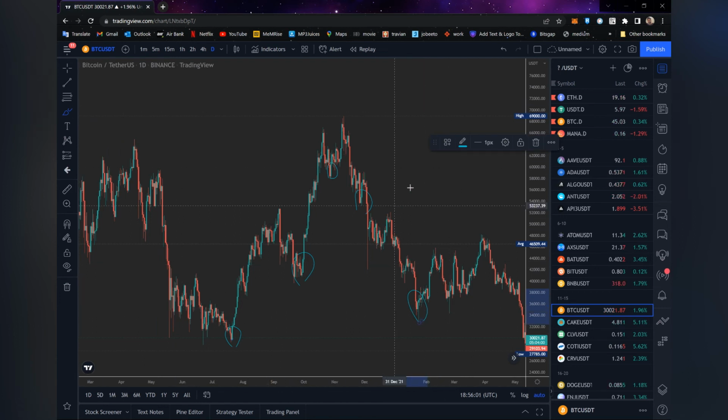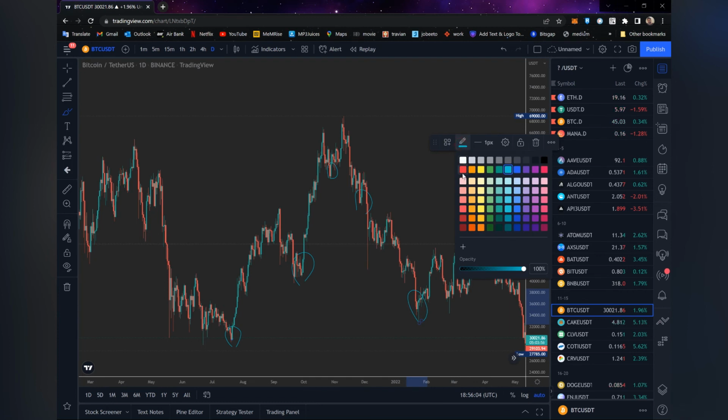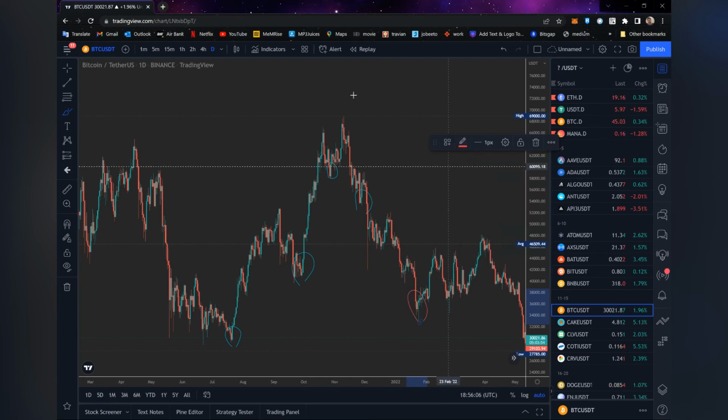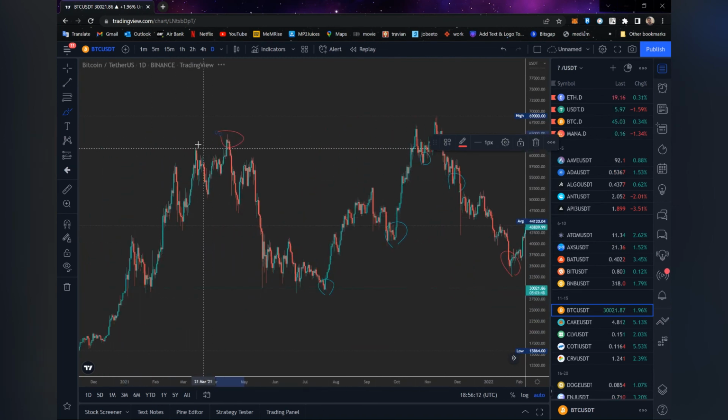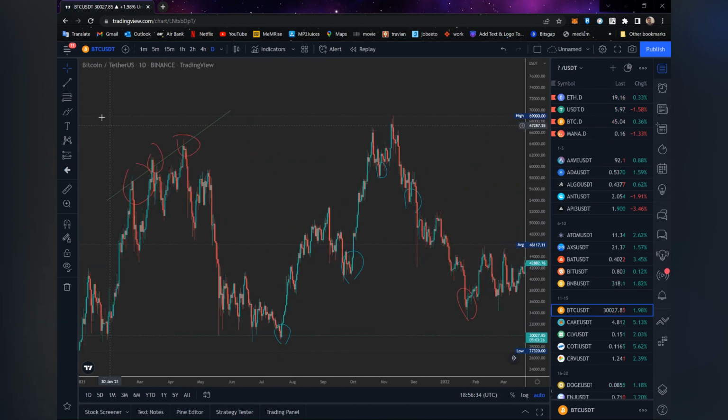And in the upward, we use the high pivots like here, or here, and here. If we want to draw a trend line, we match these three: we start from this, go to another one, and go to another one. This is called the upward trend line. And the downward, again, we use three down pivots, like here and here and here.